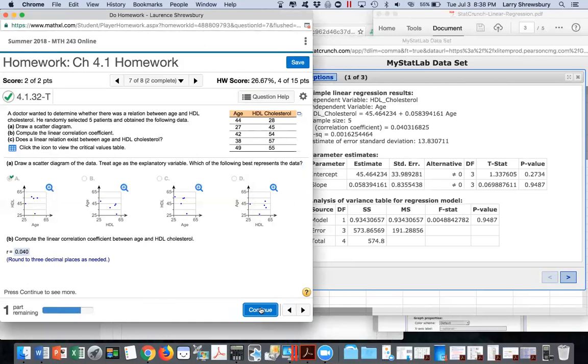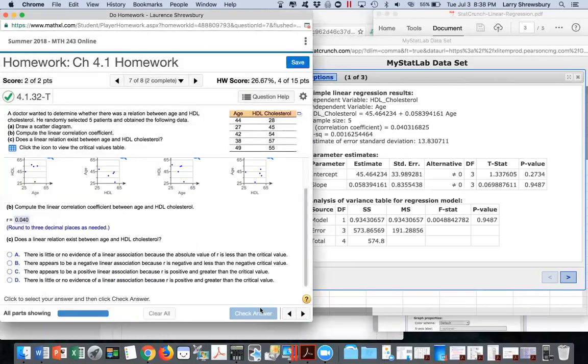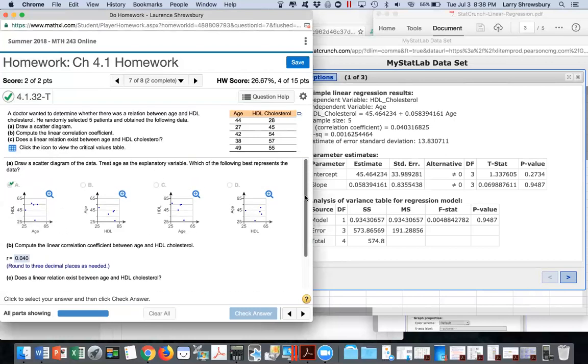Now let's continue. Does a linear relation exist between age and HDL cholesterol? This is why I picked this one, because if we go back up here, it says to click the icon to view the critical values table. So let me tell you a little something about the values for r. Of course, you'll see more of this in the lecture notes, so this is the short version.